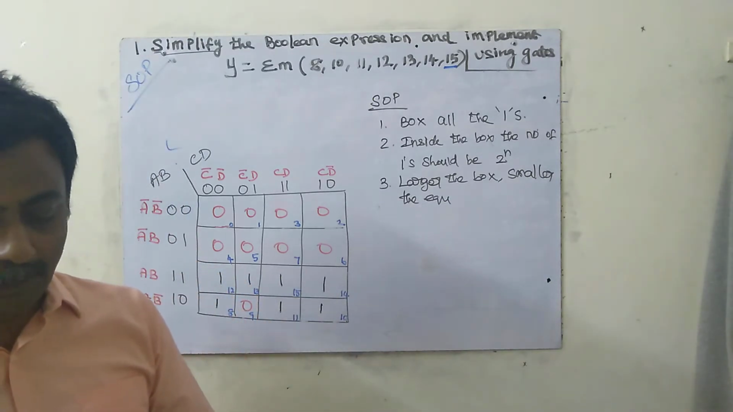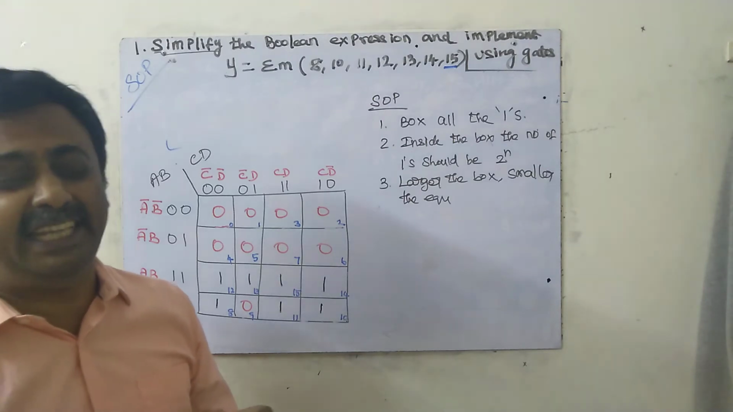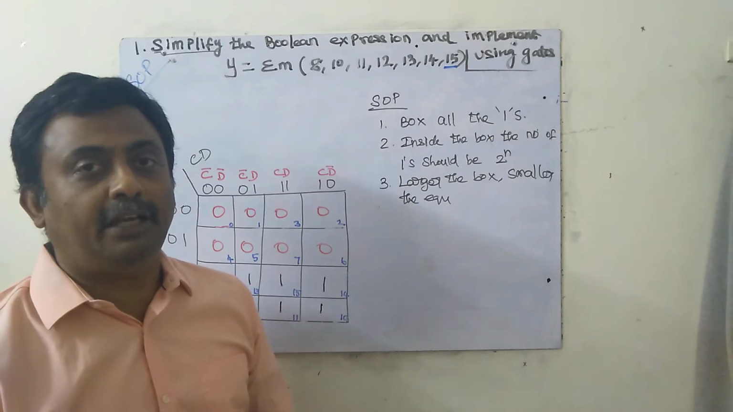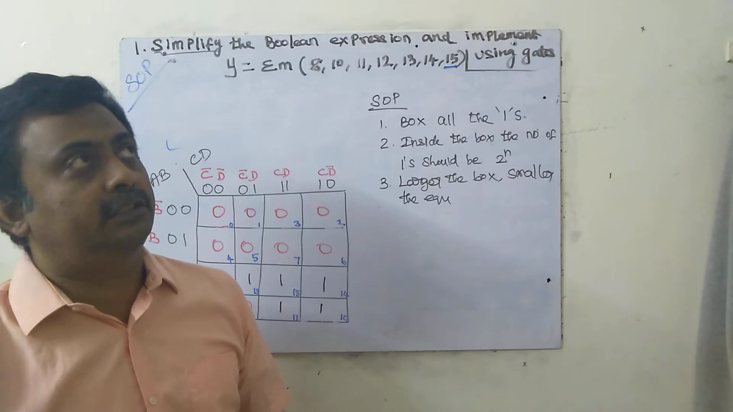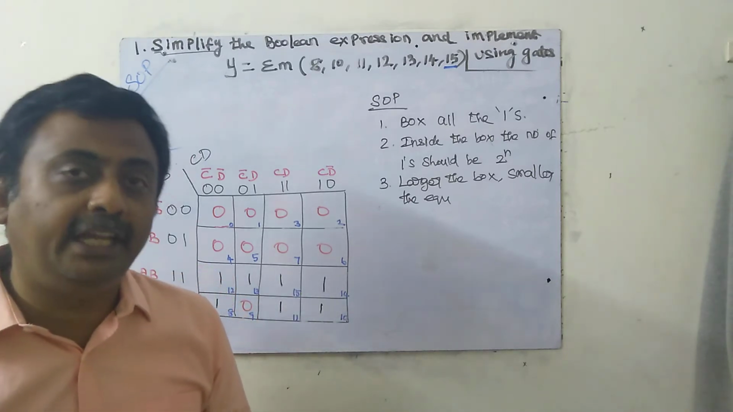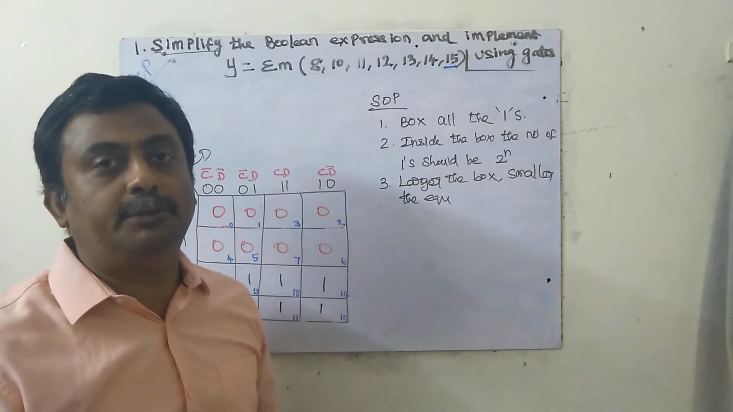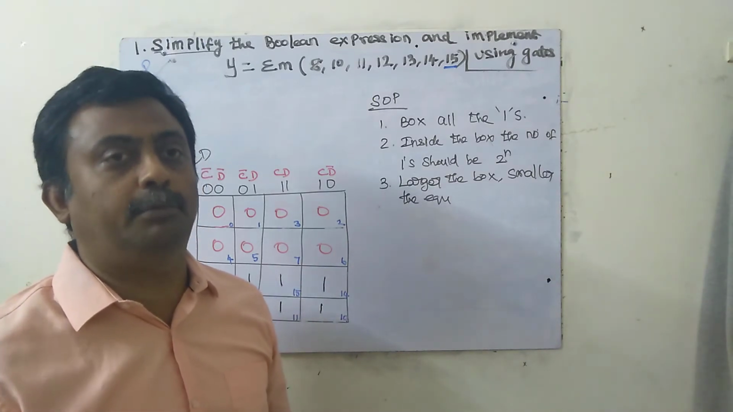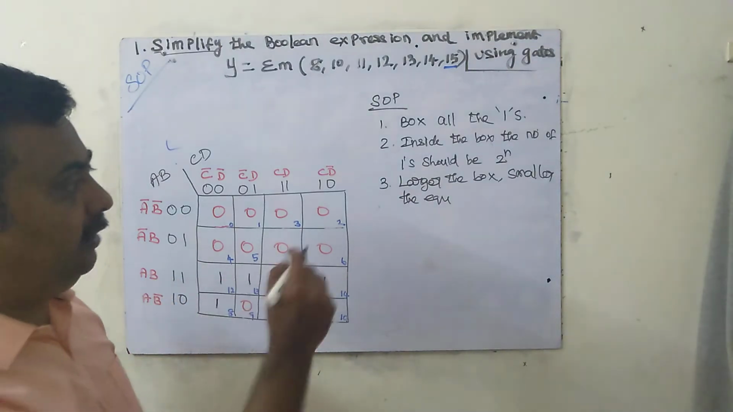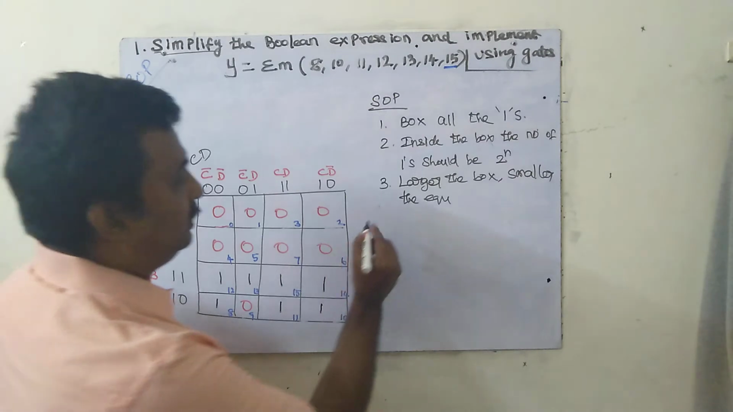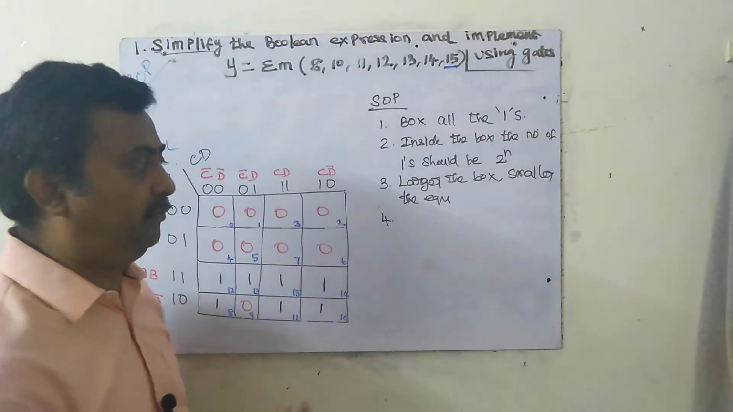If 16 is not possible, then we have to go for 8. If 8 is not possible, we go for 4. If 4 is not possible, we go for 2. If 2 is also not possible, we go for 1. So larger the box, smaller the equation. So we need the larger box only. Next, the fourth one. What is the shape of the box?